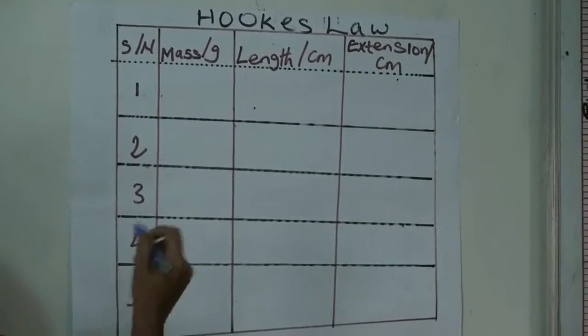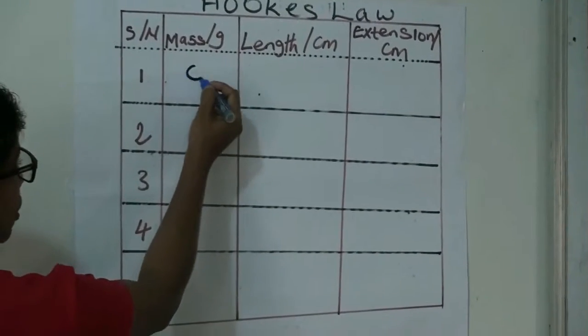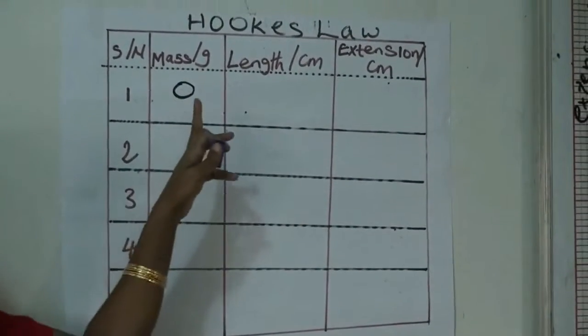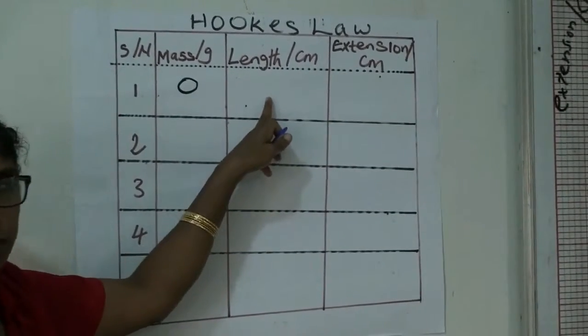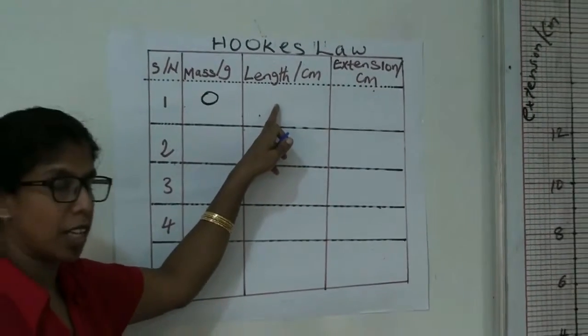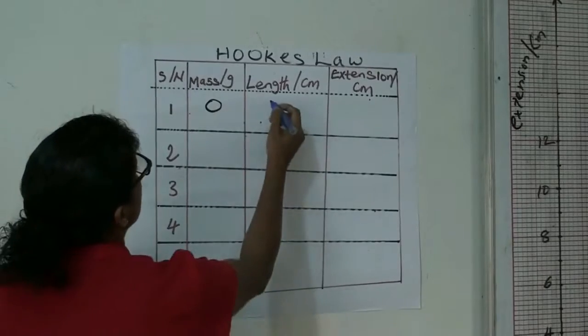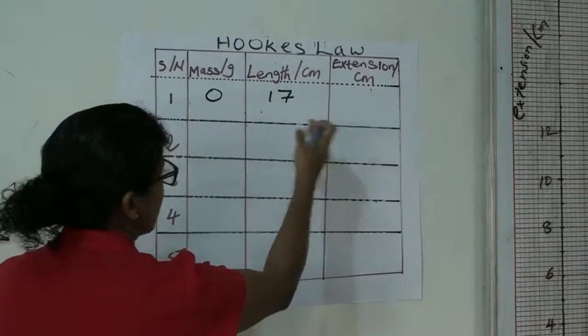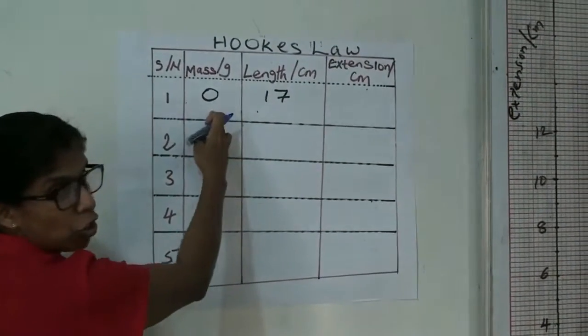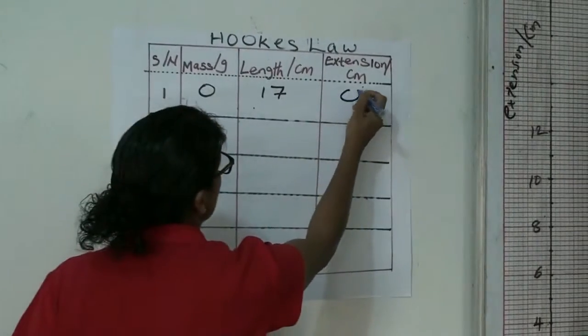Now for mass, I didn't add any mass for the first one, so it is 0. When I put 0 mass, the length of the spring is 17. Did it extend? It cannot extend because we did not put any mass, so the extension is 0.